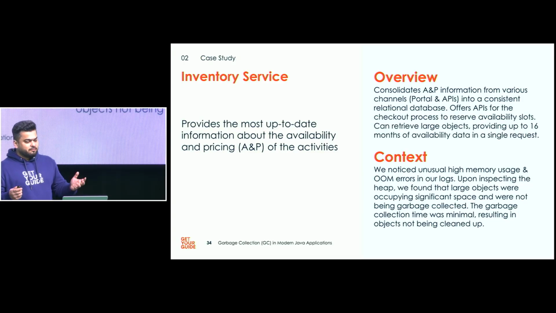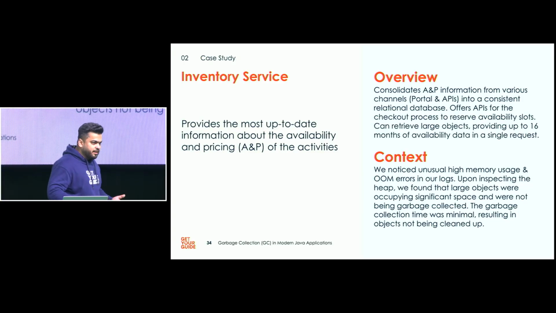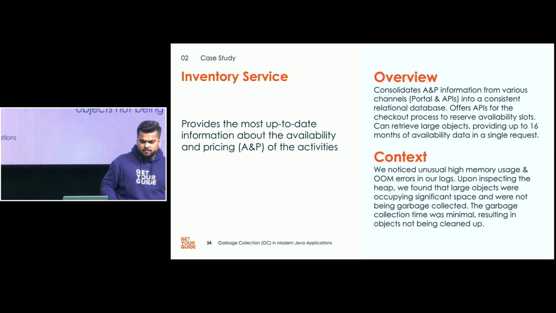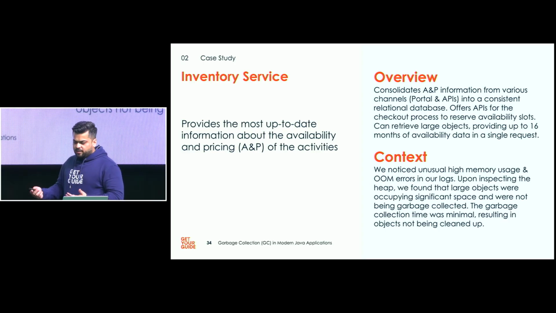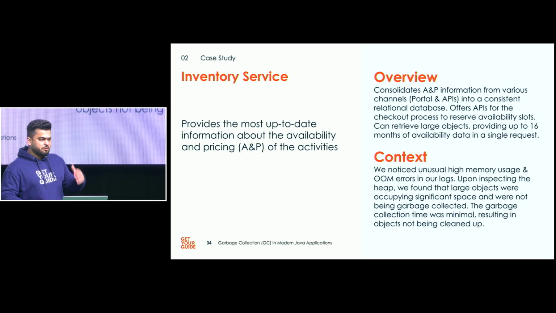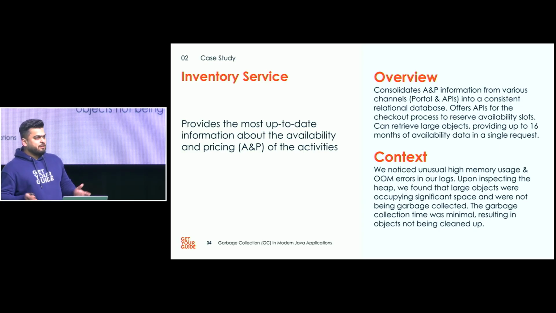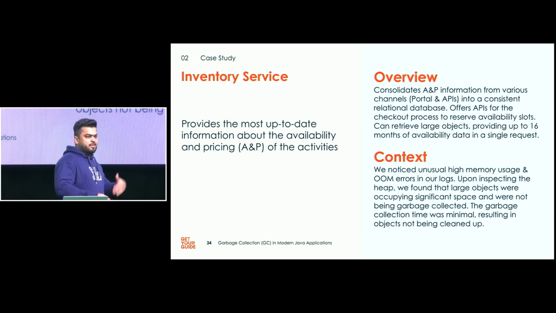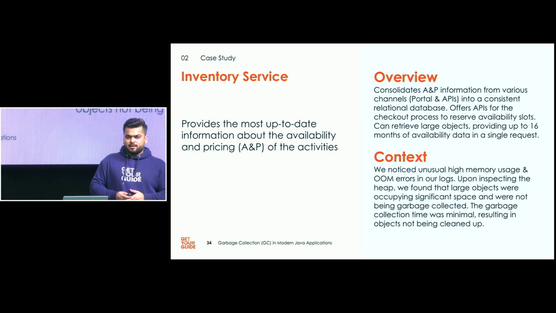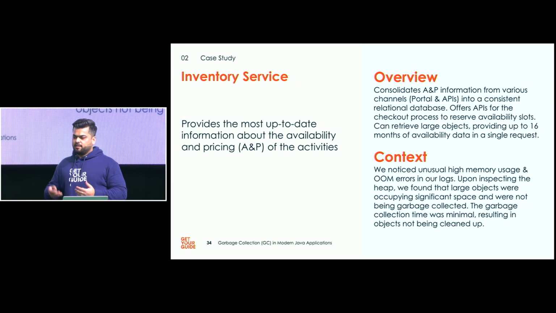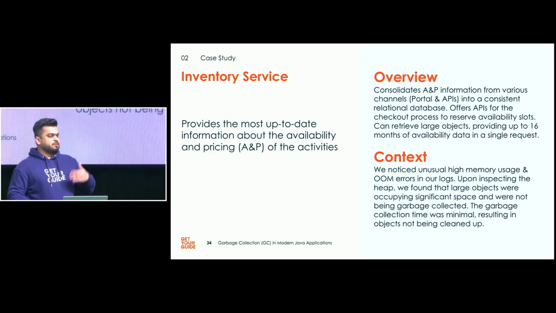Now, the inventory service's core mission is to provide up-to-date availability and pricing information, so that when you're looking for something, you can see what the availability looks like, what the pricing is, and so on. Behind the scenes, it consolidates availability and pricing information from different channels, APIs, and portals, and then provides APIs so that at runtime, we can check if the tour is available or not.